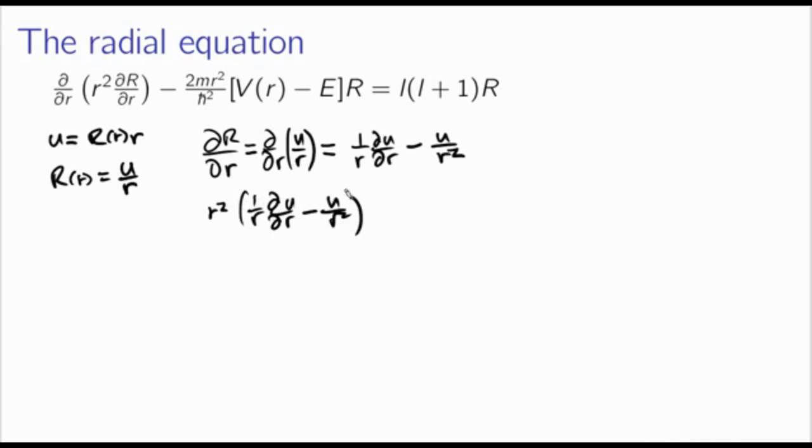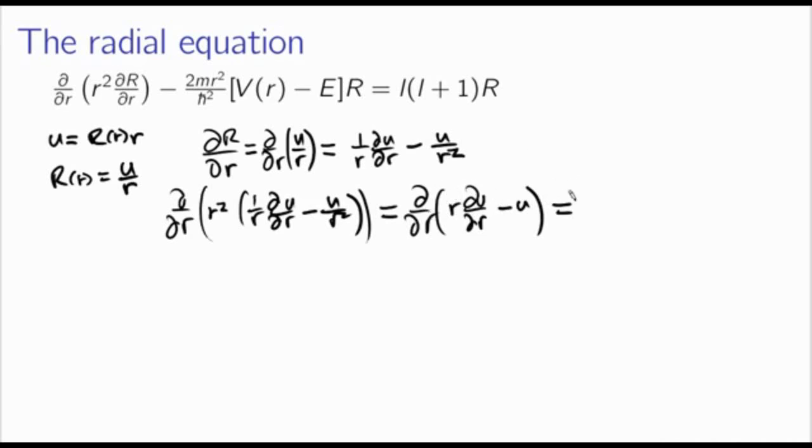You can see the r squareds are at least going to cancel out. So that's a plus. And then I still have this partial derivative with respect to r out front that I have to deal with. So if I substitute in there, I'm going to have, simplifying this a little bit, partial derivative with respect to r of r times du/dr minus u. And now I have a product here as well. If I let the partial derivative act on the r, leaving the du/dr untouched, partial derivative of r with respect to r is just unity. So I get the partial derivative of u with respect to r.